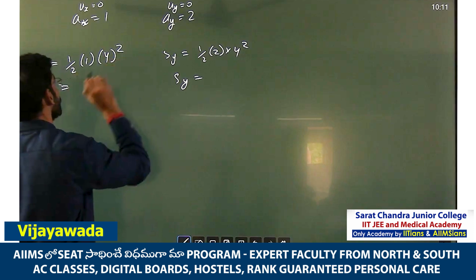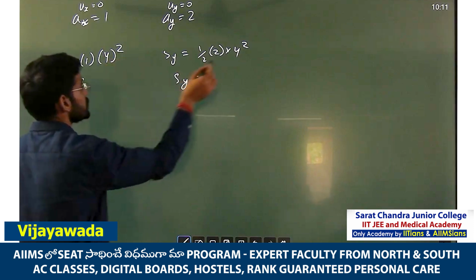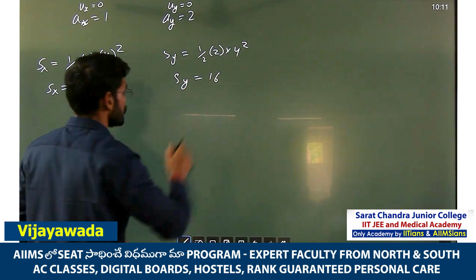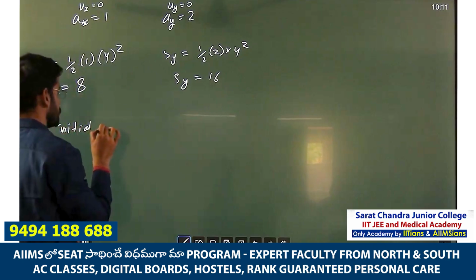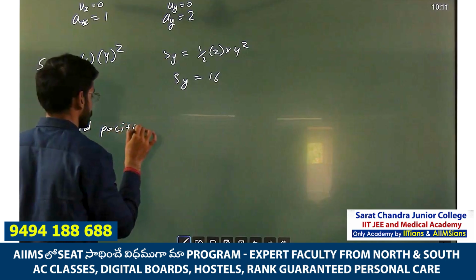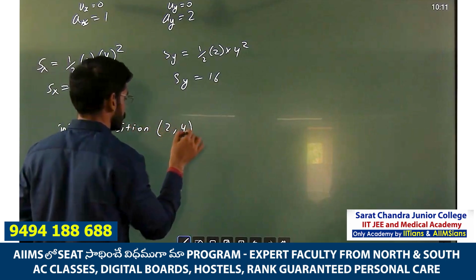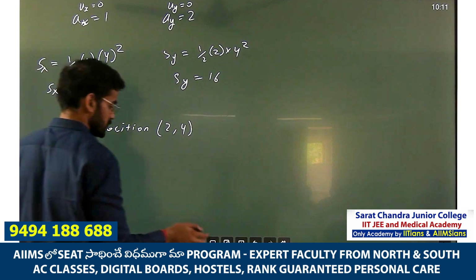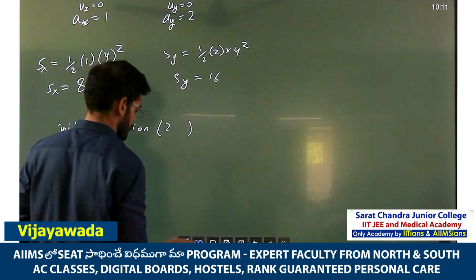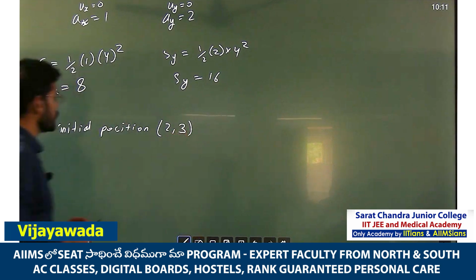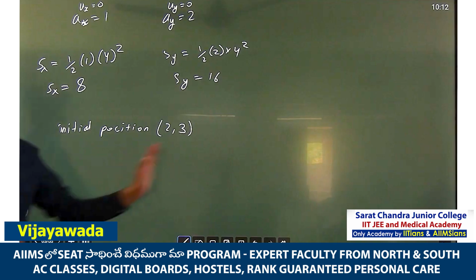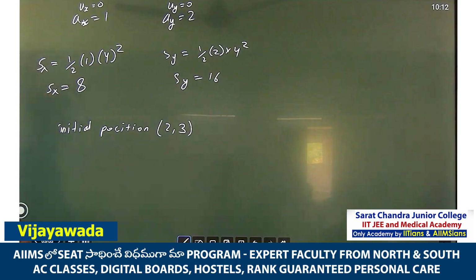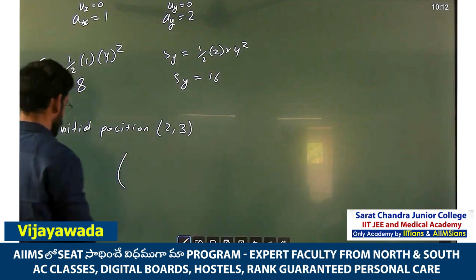So how much is this? 8. And how much is this? 16. So what is the initial coordinate? Initial position is (2, 3). And then in x direction, plus 8 displacement. Means 2 initially, and then 8 more displacement. What is the coordinate? 10. So I can say final position.